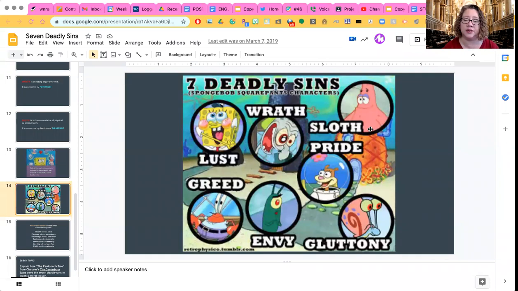Gluttony also is one that's sometimes misunderstood. Sometimes people assume that it's only about food. And of course, you can be a glutton with food by overeating or taking more than what you need. But gluttony, as a definition, is about taking more of anything than what you need. So you could take too much of someone's attention or too much of someone's love.